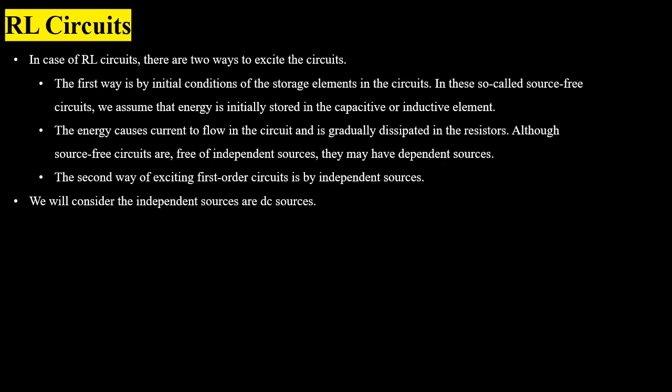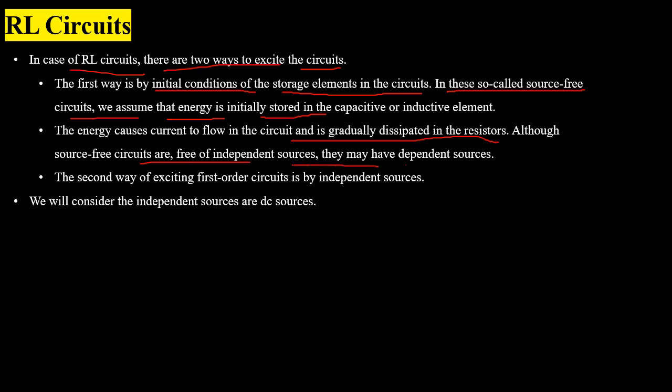The RL circuit can also be excited in two ways. In the first case, it is assumed that the energy is initially stored in the storage element of the circuit, which can either be an inductor or a capacitor. These are also known as source-free circuits. This stored energy in the storage element causes the current to flow and is dissipated in the resistor of the circuit. These circuits are free from independent sources, but may have dependent sources.